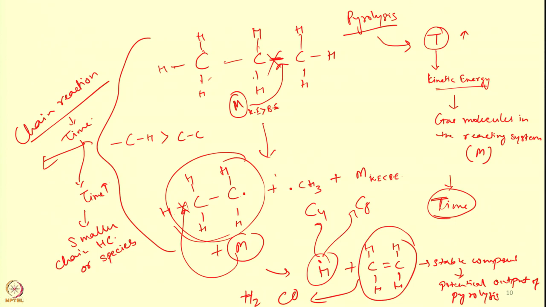So if you give C5, C6, C8, you will see that ultimately everything will come down to C3, C2 and all those things, but you need to give time. So that is what is happening here.